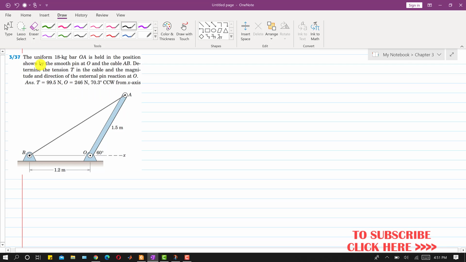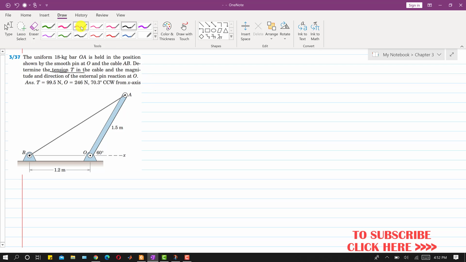Now let's solve this problem. In this problem we are given the uniform 18 kg bar OA is held in the position shown by the smooth pin at O and the cable AB, and we are required to determine the tension T in the cable and the magnitude and direction of the external pin reaction at O.